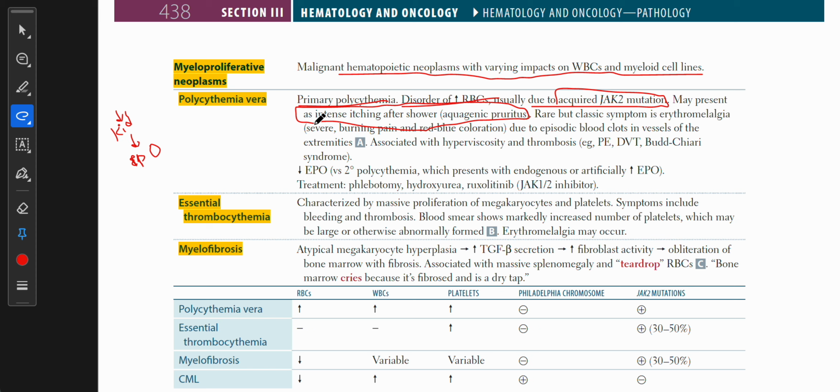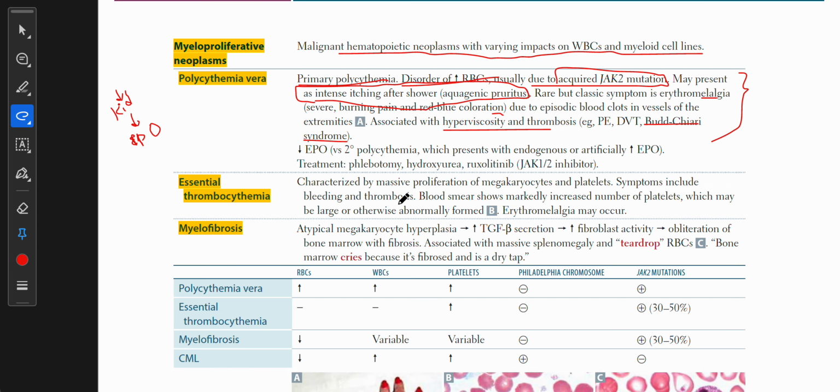It is rare, but a classic symptom is erythromelalgia, that is severe burning pain and red-blue coloration due to episodic blood clots in vessels of the extremities, associated with hyperviscosity and thrombosis. Examples are pulmonary embolism, deep venous thrombosis, and Budd-Chiari syndrome. Budd-Chiari syndrome, we will talk about it in our gastrointestinal pathology, which we will be starting after finishing this session.